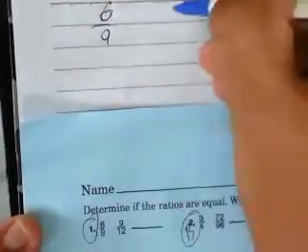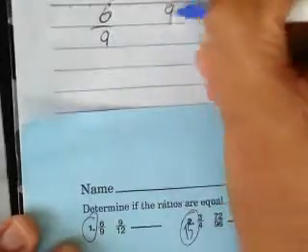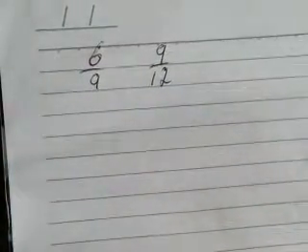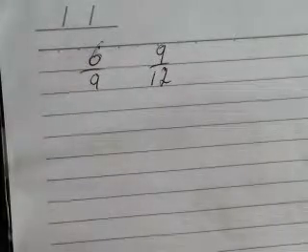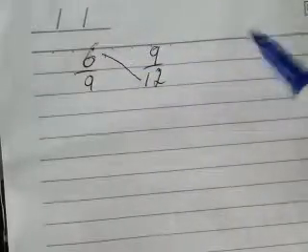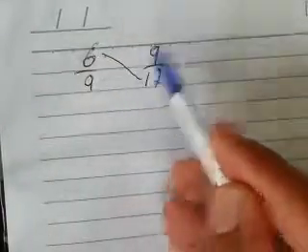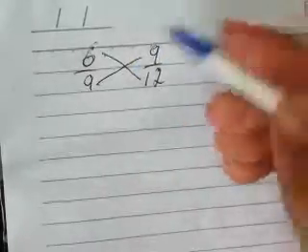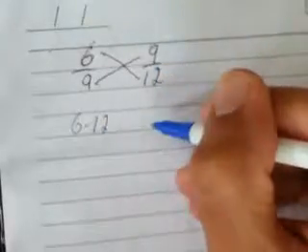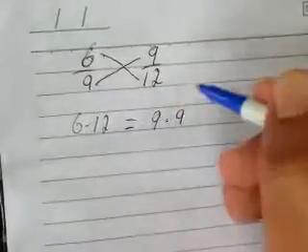6 over 9 and 9 over 12, like that, okay? And what we have to do is cross multiply and see if the product is going to be the same. So it's going to be this times this on one side and that times that on the other side. So 6 times 12, I'm going to write it on this side, equals 9 times 9 on the other side, okay?